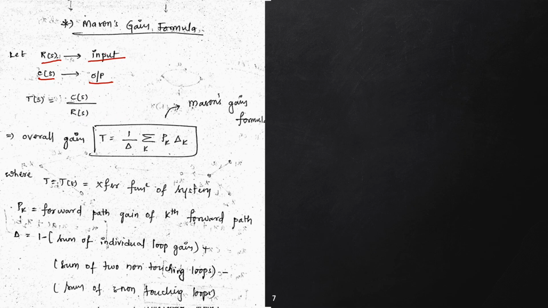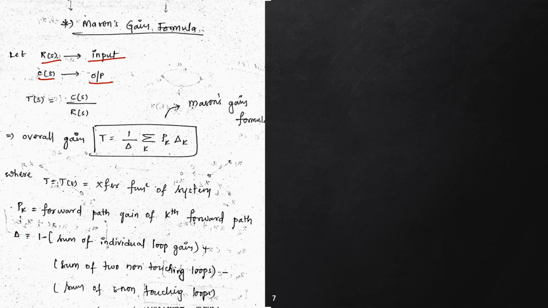Coming to Mason's gain formula, the overall gain or the transfer function is given as 1 upon delta, summation over k, multiplied with pk delta k, where T is nothing but the transfer function of the system, and pk is nothing but the forward path gain of the kth forward path. You will understand all these terms when you solve one problem. I'll explain the problem, and with this you will understand the concept and the terms involved.